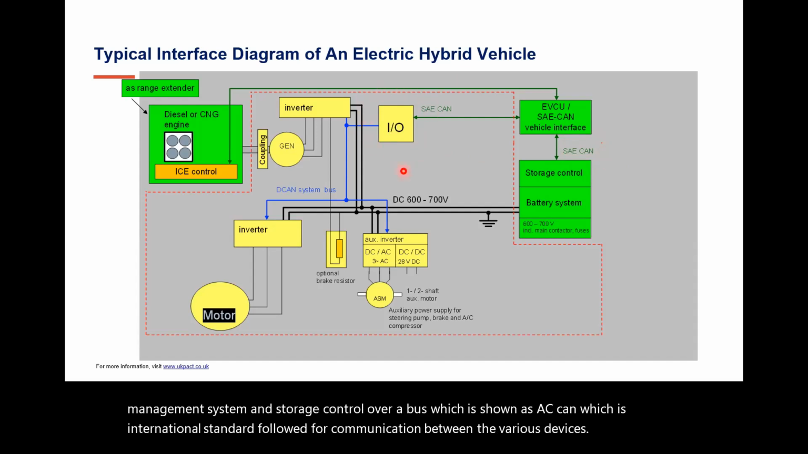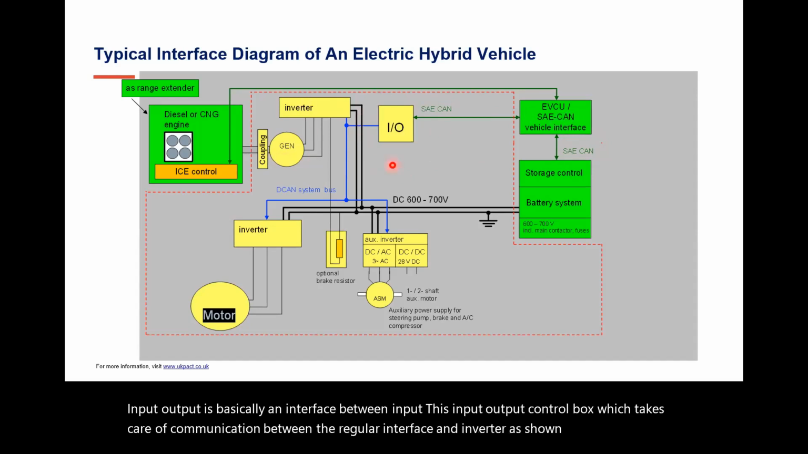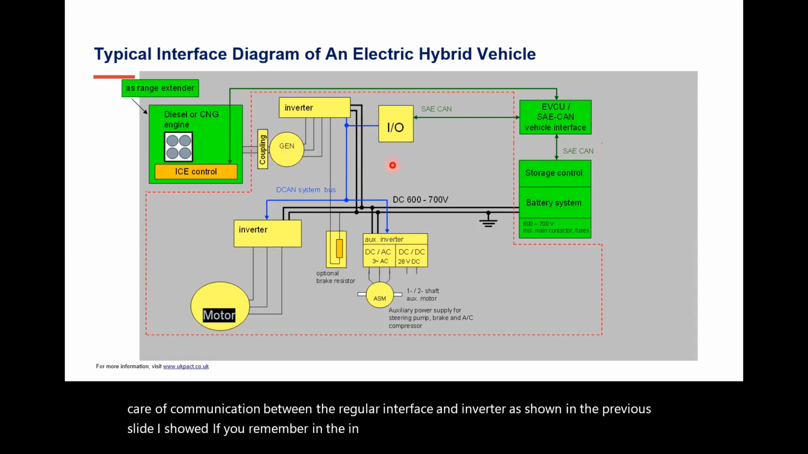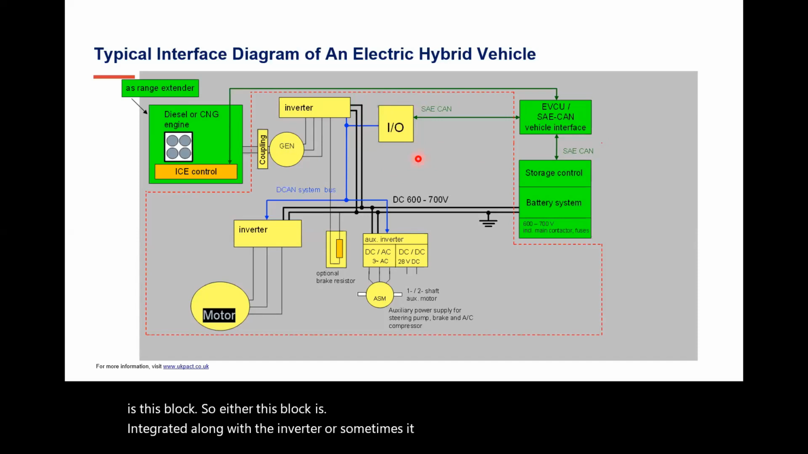Input output is basically an interface between the vehicular interface and the inverter. This is the input output control box, which takes care of communication. As shown in the previous slide, if you remember, in the block diagram I had shown one box called DICO. So this is this block. Either this block is integrated along with the inverter, or sometimes it is kept separate for ease of maintenance.